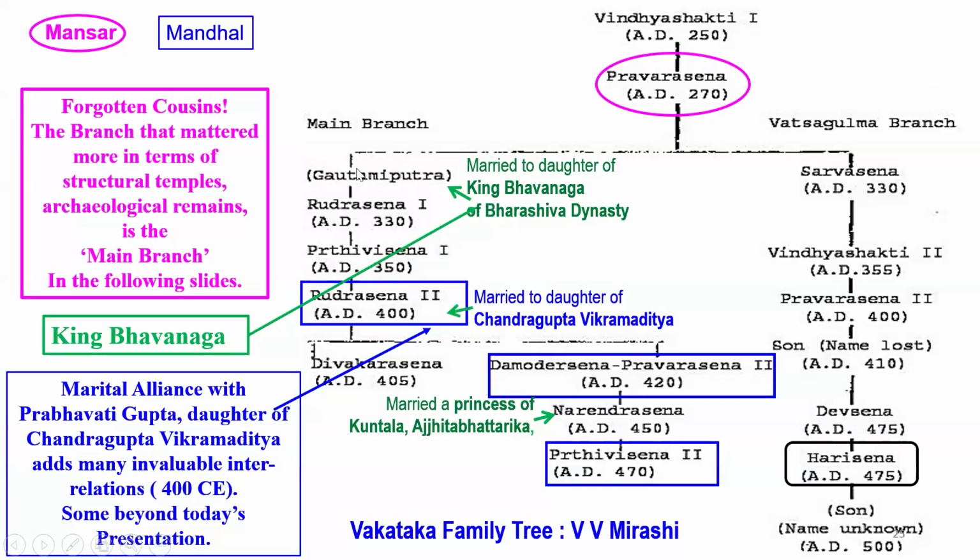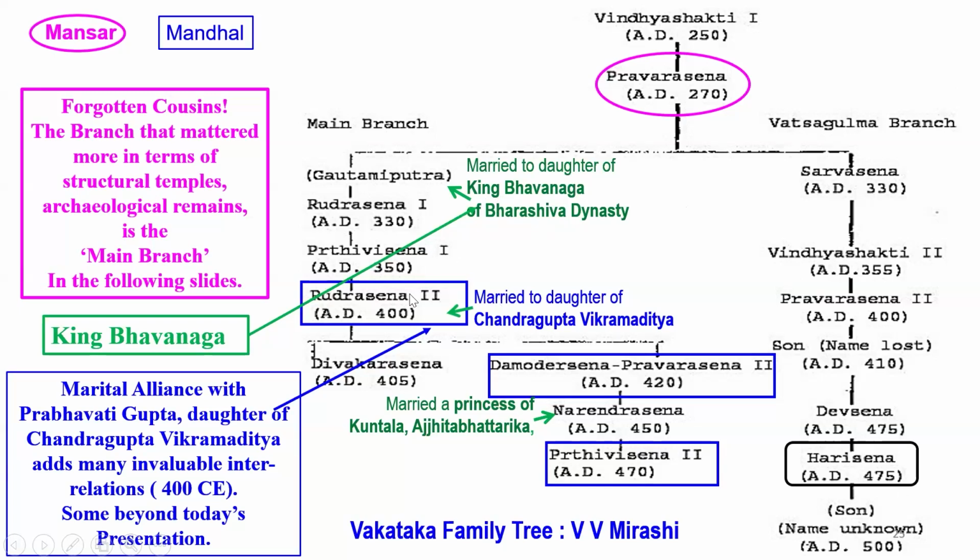And this is the main branch. And this was the Vatsagulma, that is the Washim branch. And it is here that you see Harishena, and it was his minister who left an inscription at Ajanta. So we know Walter Spink has very clearly reconstructed the chronology. But the main branch, they also have some king named Bhavanag.